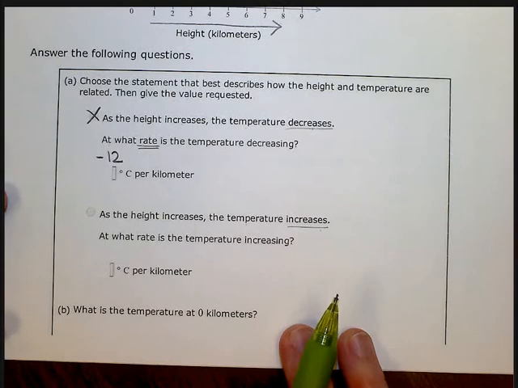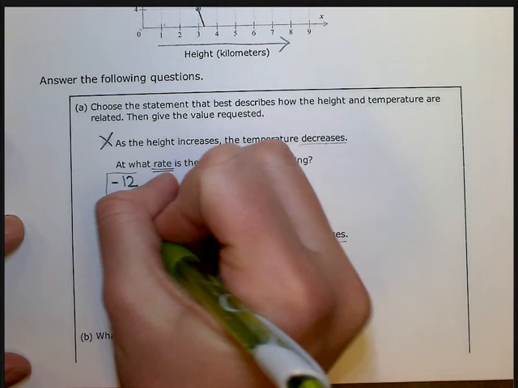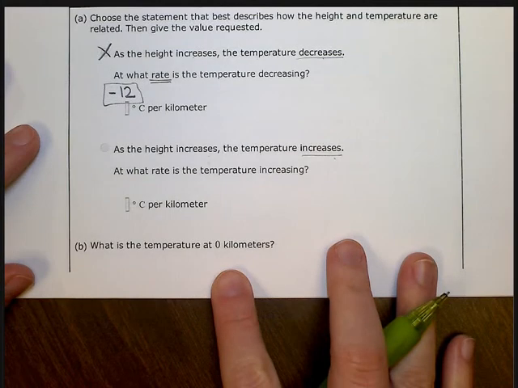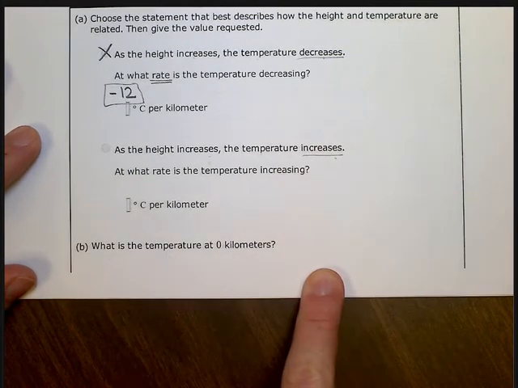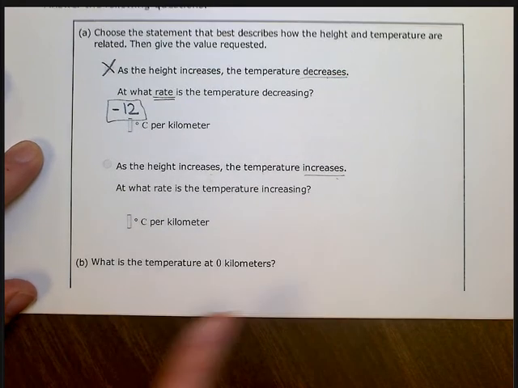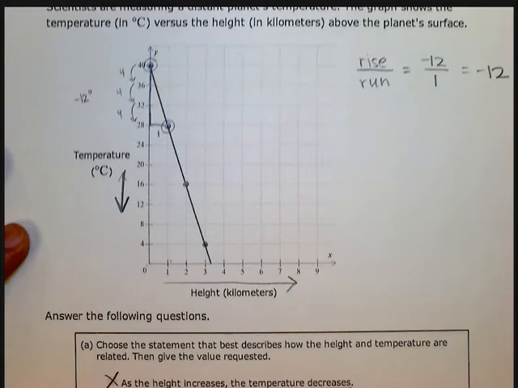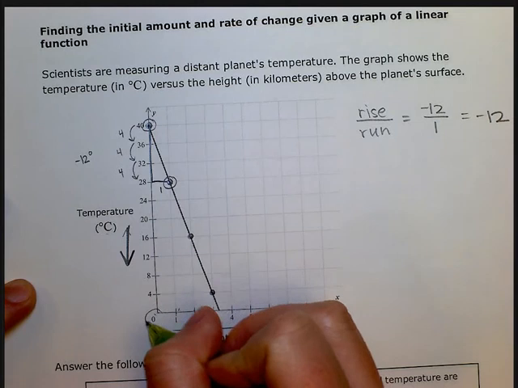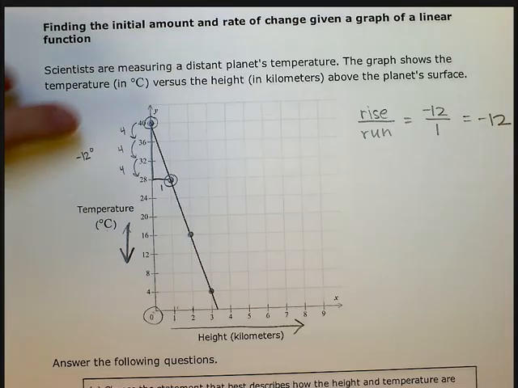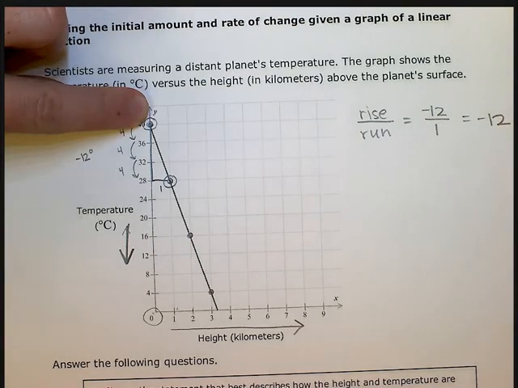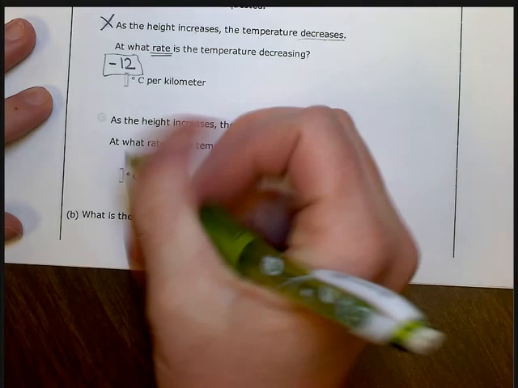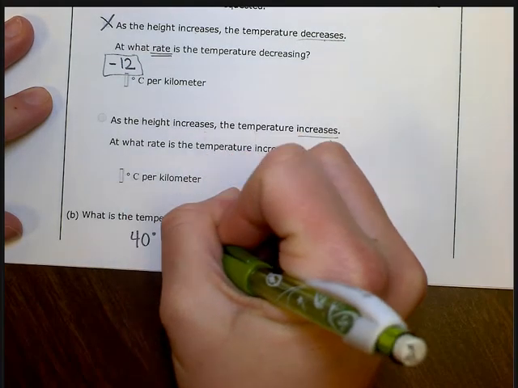Now, the next question says, what is the temperature at 0 kilometers? So right here, at 0 kilometers, I see that my point where my graph crosses the axis is 40 degrees. So that's my intercept. It's 40 degrees Celsius. And that's it.